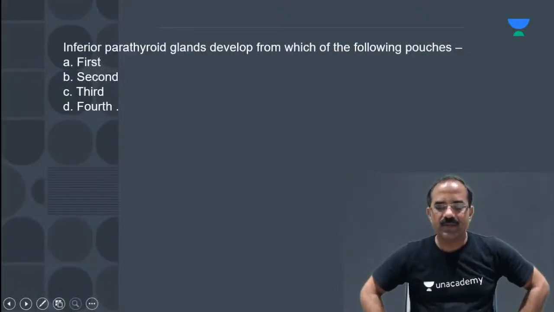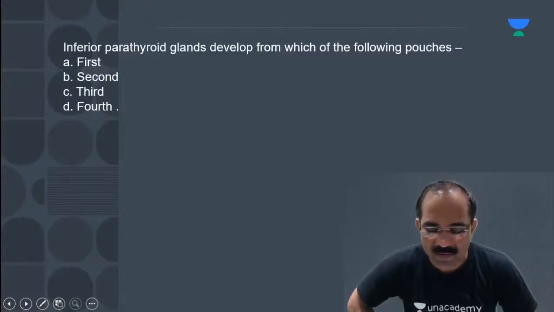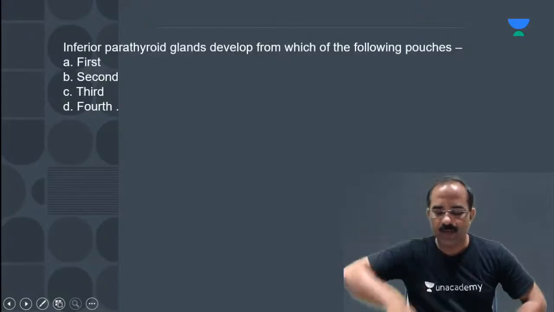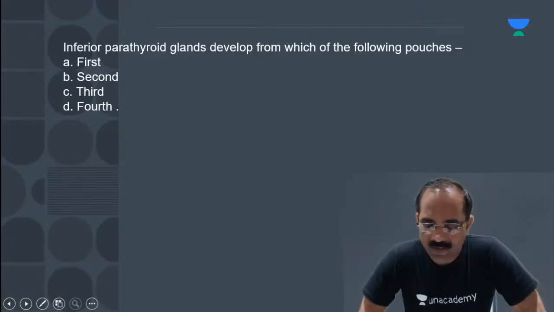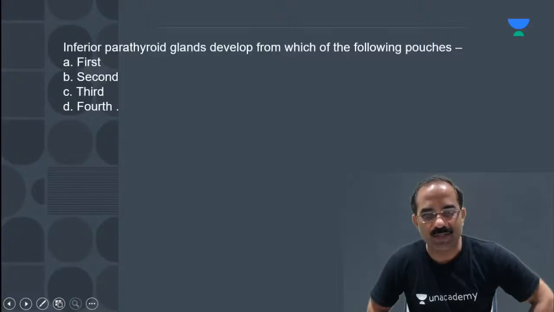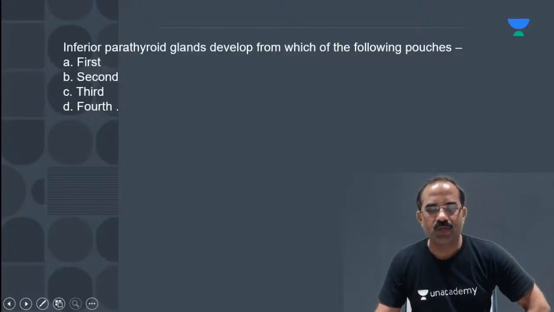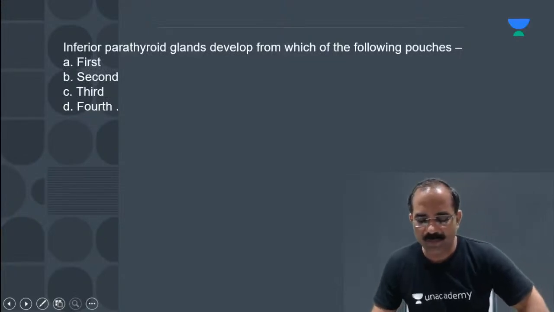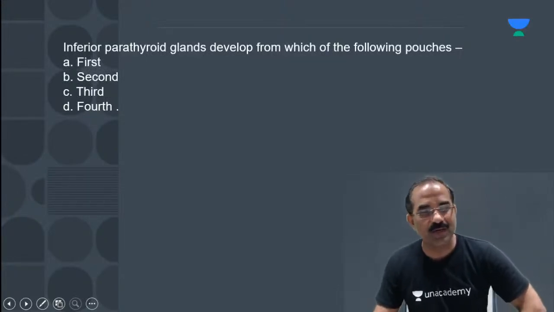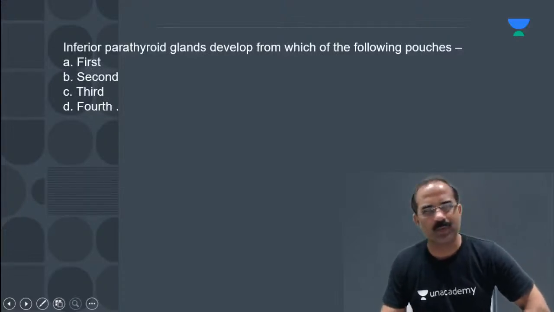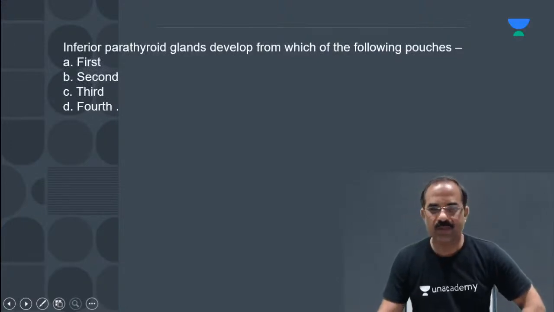Answer this, students. Radial nerve पीछे है बच्चा. Radial nerve is back side. Inferior parathyroids develop from which of the following pouches? Can anyone tell me? Children, answer. Inferior parathyroids develop from which of the following pouches? A very important MCQ, very important. बोल सकते हो?